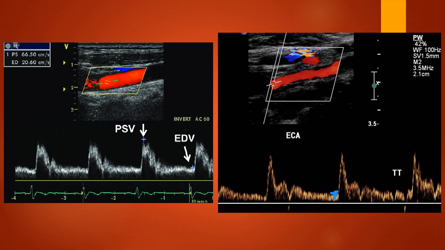And also look at that initial peak systolic with the ECA. Much higher, much faster acceleration time. ICA is going to be a little bit slower.